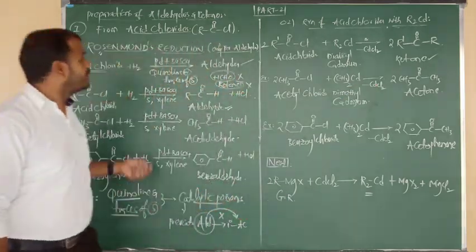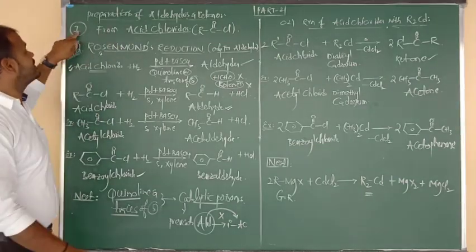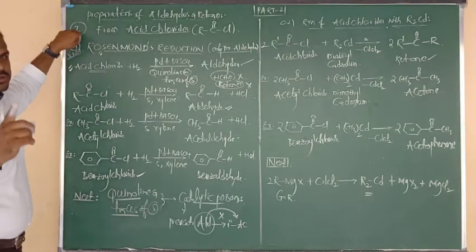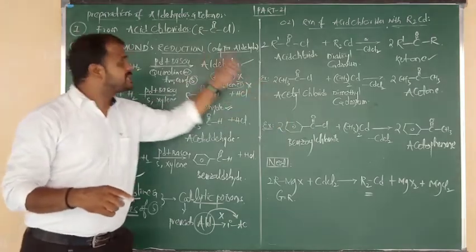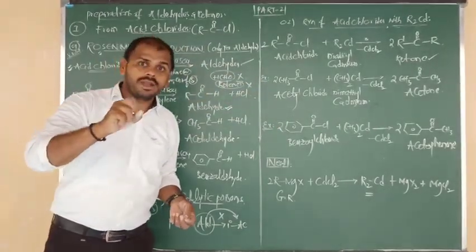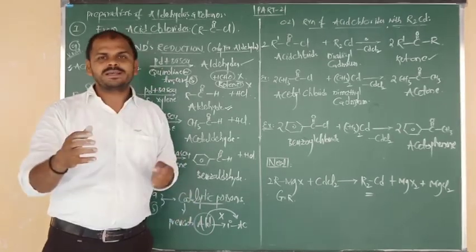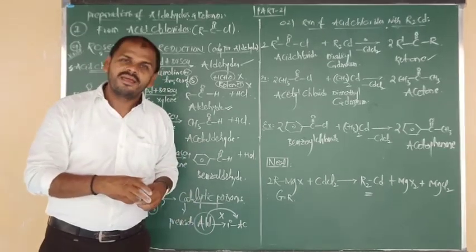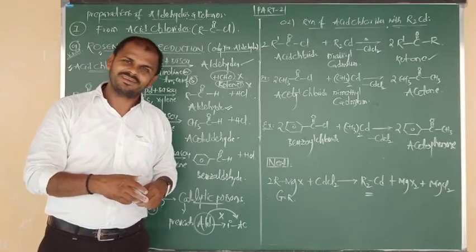Okay? Good. So tomorrow's class, this was only number 1 preparation: one for aldehyde, one more for ketone, that is from acid chlorides. Number 2 is from nitriles. How reduction of nitriles is responsible for the preparation of carbonyl compounds, we will discuss in tomorrow's class. Okay, beta? Good.